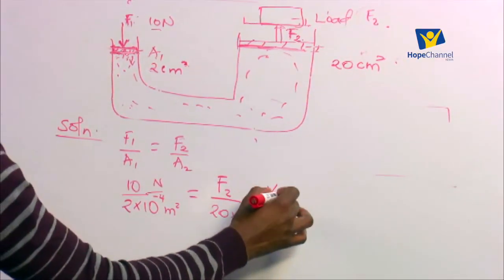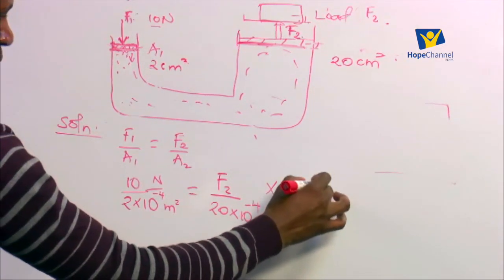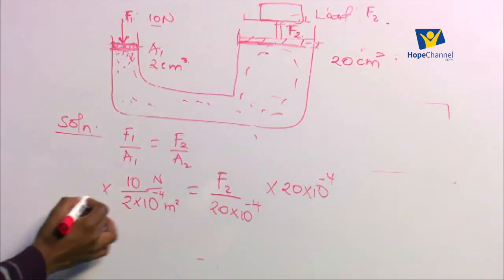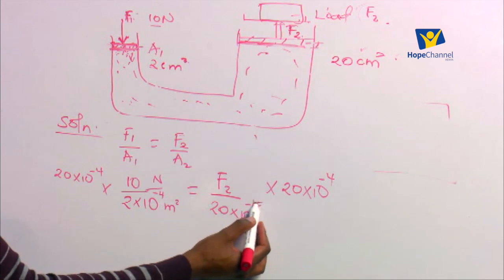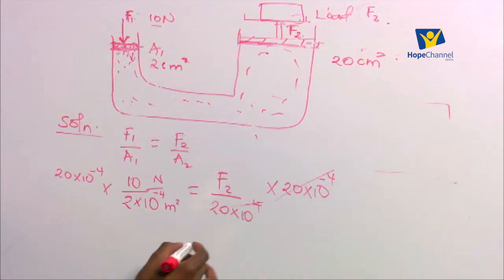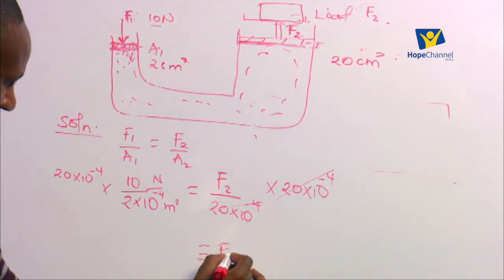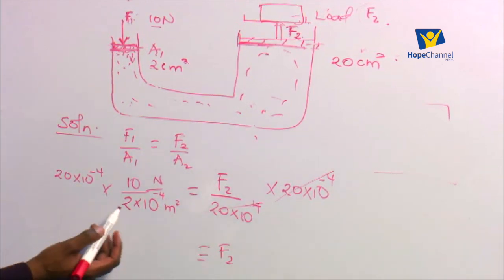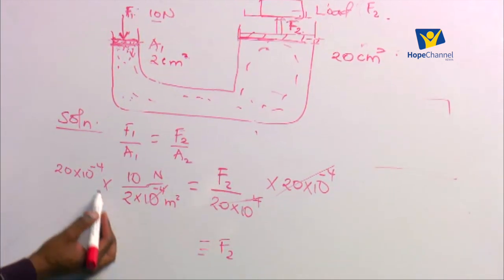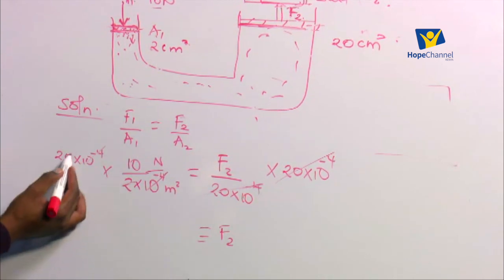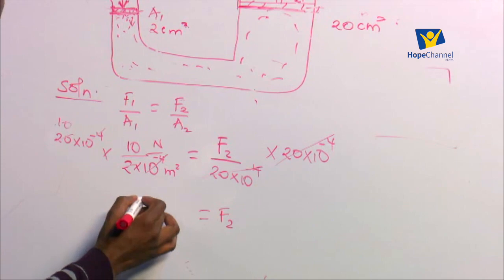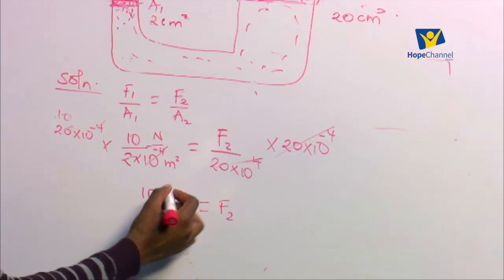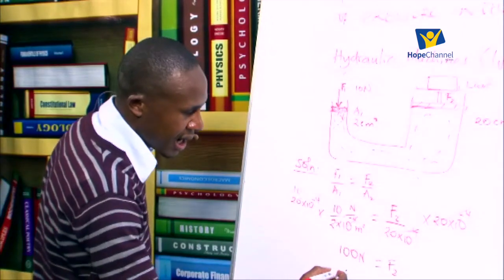From here mathematically we shall cross multiply, times 20 times 10 raised to power negative 4, and here we have times 20 times 10 raised to power negative 4. The whole of this one cancels with that one. We remain with F2 on the right hand side. On the left hand side, this 10 raised to power negative 4 cancels with that one. This 2 goes into 20 ten times. Then we have 10 times 10. It gives us 100 newtons. So the value of force 2 on the other side will be 100 newtons.